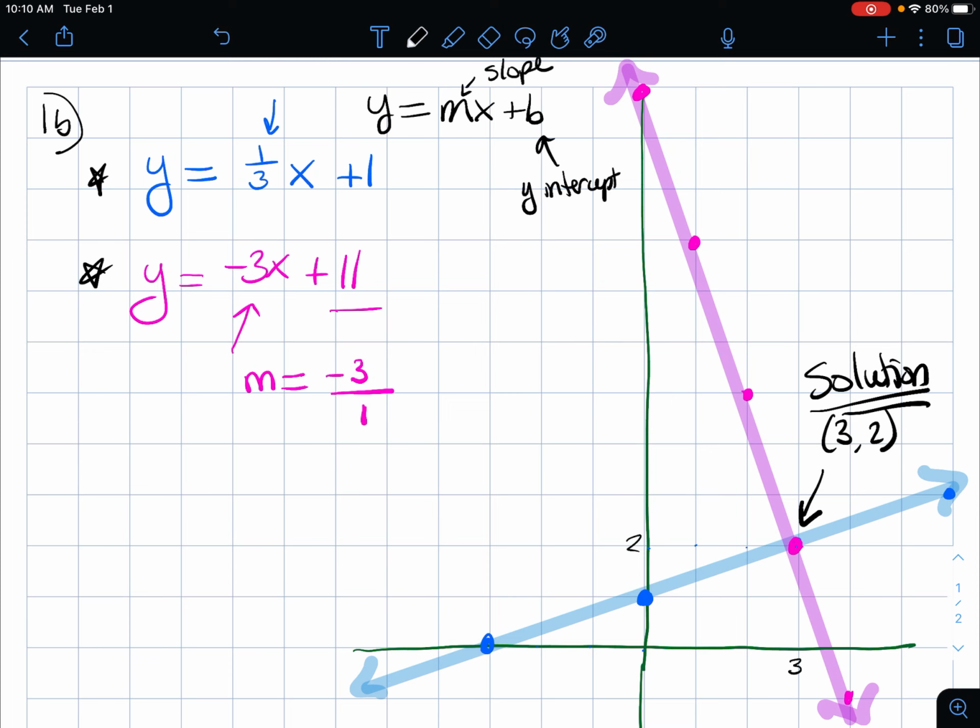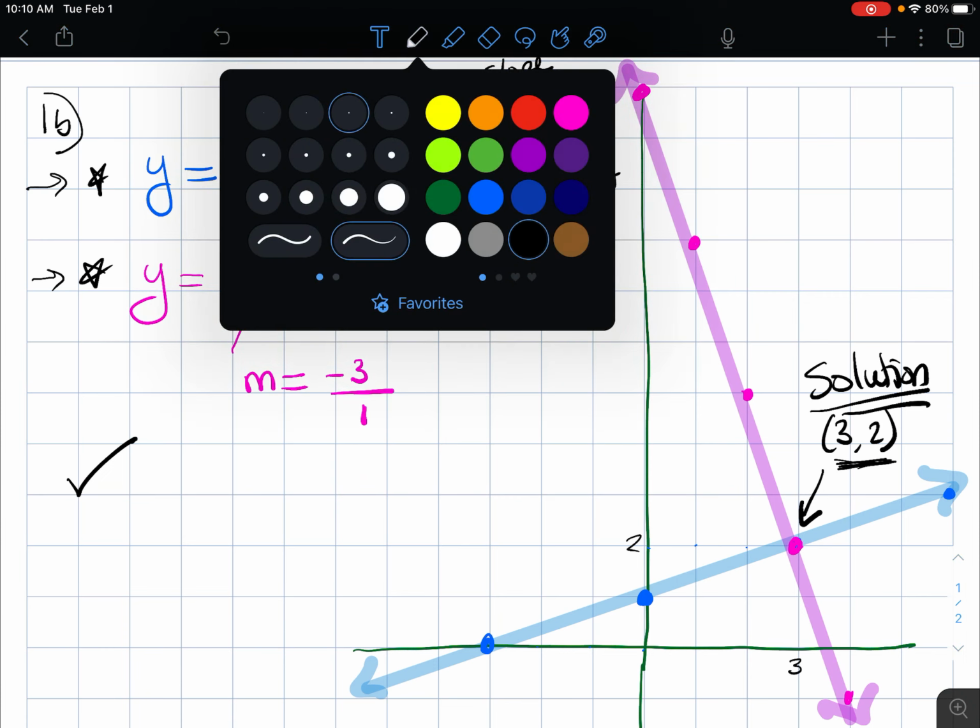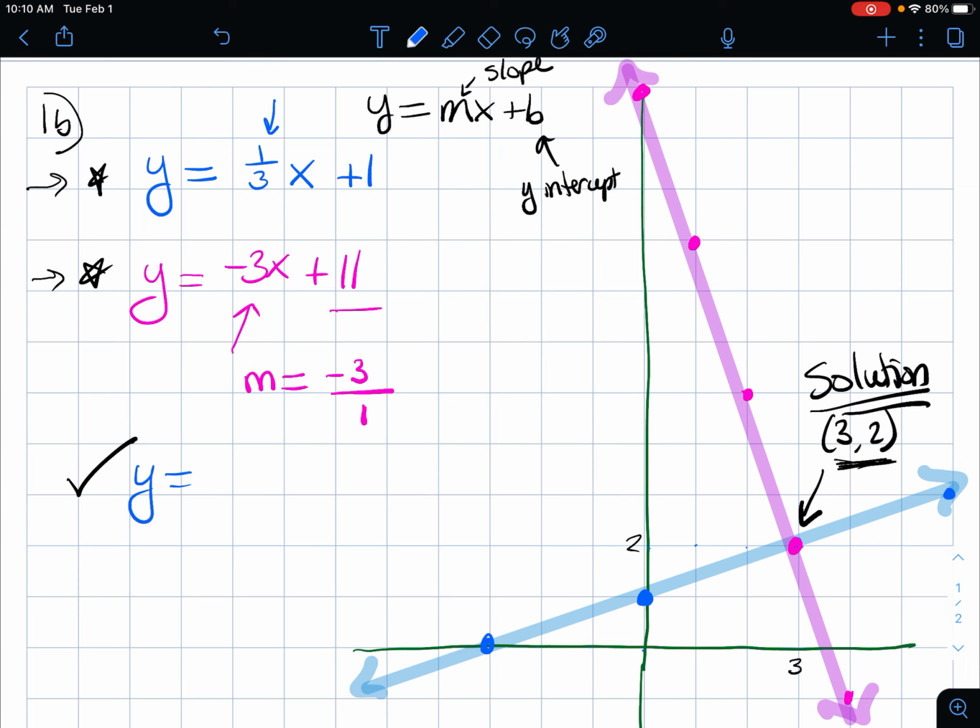Now what does it mean to be a solution? It means if I plug this ordered pair, x, y, into both the first and second equation, we're going to get a true statement. So let's try that. So here is our check. We're going to plug it in. So let me get my blue. And we'll say y equals 1/3 x plus 1. And now what we're going to do is we're going to plug in, remember we have the x and the y, the 3 and the 2.